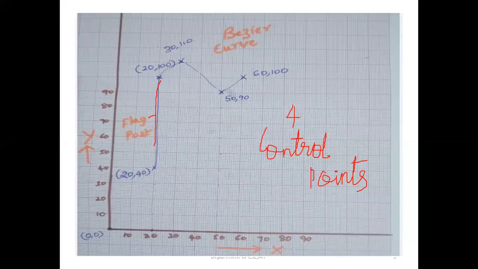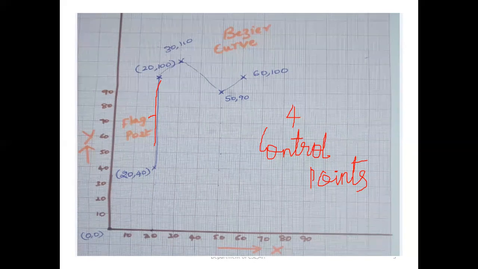So we are having the 4 control points given. They are (20, 100), (30, 110), (50, 90), and (60, 100). And for the flag post, a line is drawn from (20, 40) to (20, 100) with a thickness of 5 pixels. So these are the given values. We are given 4 control points, and by using these 4 control points, we have to draw the curves.